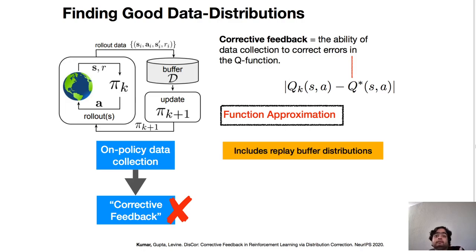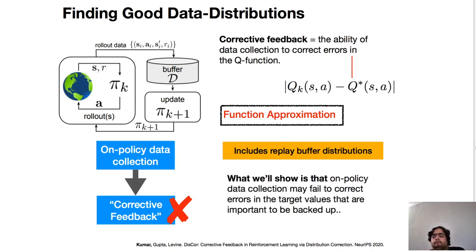And this includes replay buffer distributions as well, because replay buffer distributions are still sort of a mixture of on-policy distributions from different policies in a sense. So this counterexample that I'll describe also includes those distributions.